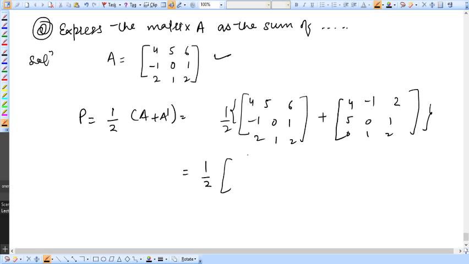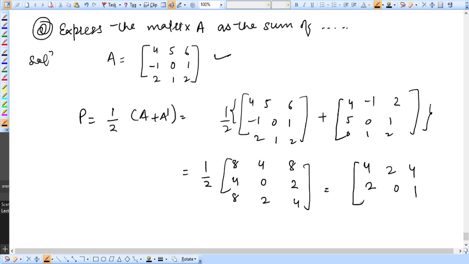Half of 4 and 4 is 8, right? Then 6 plus 2 is 8, minus 5 plus minus 1 plus 5 is 4, 0 plus 0 is 0, 1 plus 1 is 2, 2 plus 6 is 8, 1 plus 1 is 2, 2 plus 2 is 4. Taking half of this matrix, it would be 4 2 4, 2 0 1, 4 1 2.